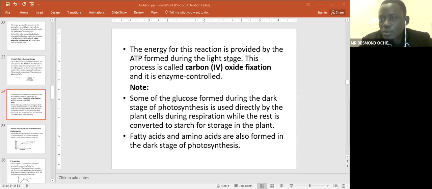Exactly. When more water is drawn into the cell, it means that the glucose will easily dissolve because of the high amounts of water which will now be present in the cells. So this will make the glucose to be easily used up.